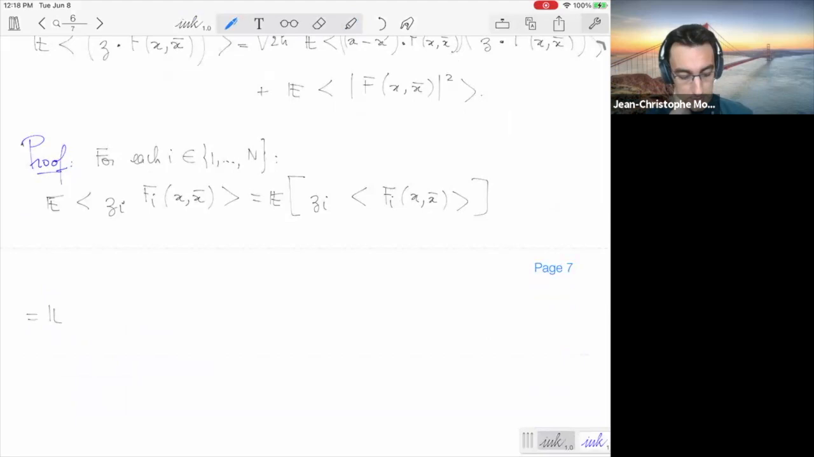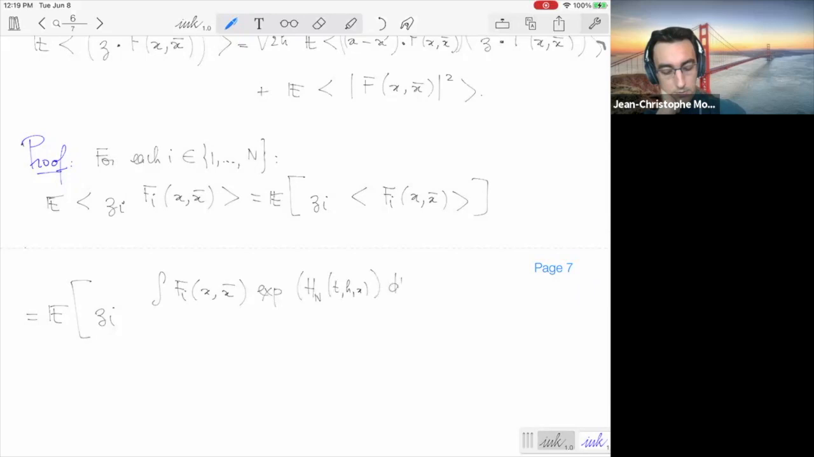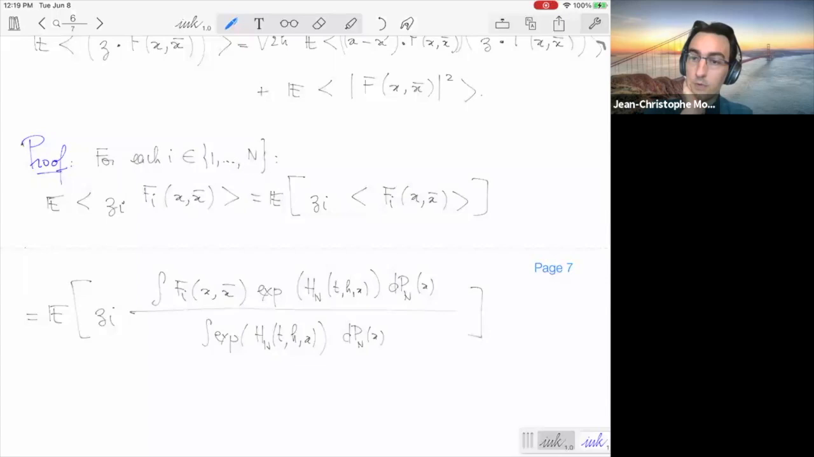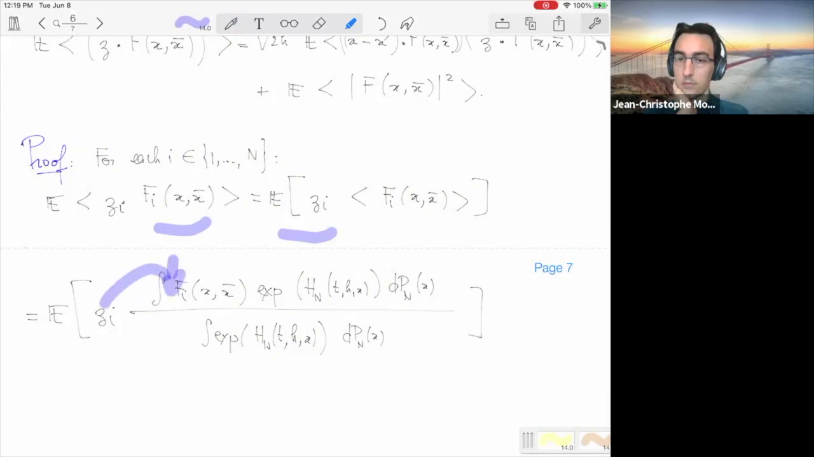So let me do this. So it's expectation of zi, and then, maybe I'm hesitating. No, I'm going to write explicitly. The integral of fi of x, x bar, exponential of Hn(x) dpn of x, divided by the same exponential. Okay, so all I've done when I was going from this line to this line is, you know, the zi was inside the integral and I just pulled it out. Okay. That's just what happened.